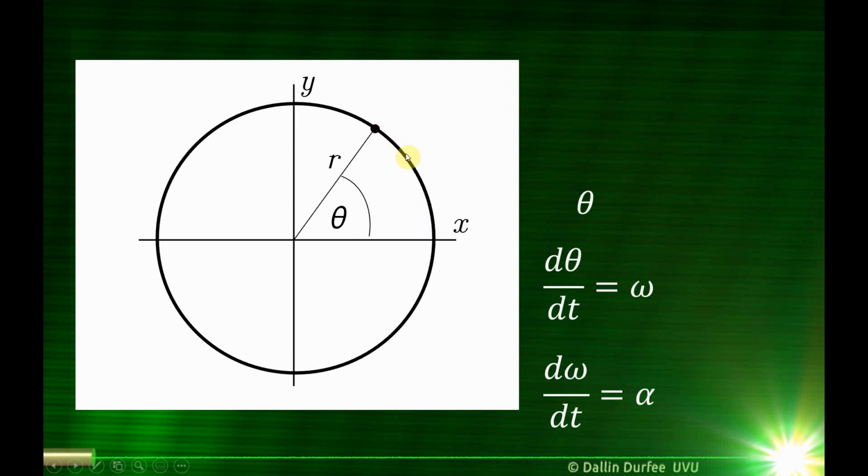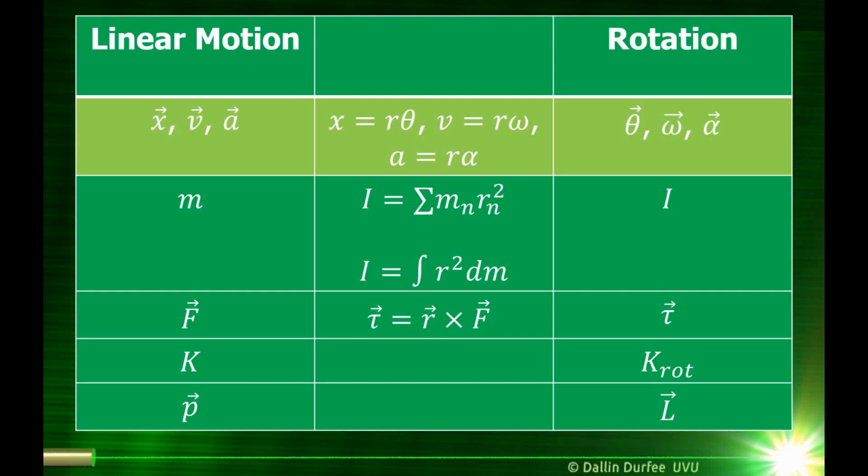Now, if I take a point on my object, when that object rotates a distance theta, that point moves a distance s, which is simply given by r times theta. It's just the length of the arc. And if I take the derivative of that, I'm going to get the velocity, so the tangential velocity of that object. And that is just then the linear velocity is r times omega. Same thing with acceleration.